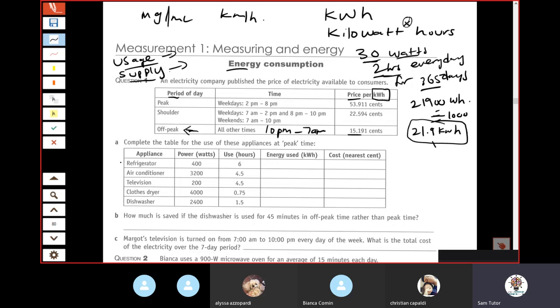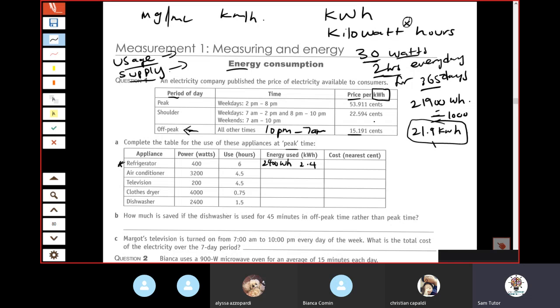There are things that obviously cannot be turned off, like your refrigerator and your freezer. Otherwise, everything else can actually be turned off. Okay, really easy. Complete the table for the use of these appliances at peak time. So refrigerator, the power is 400, the use is 6 hours. What's the energy used in kilowatt hours? It's not 400 times 6. Don't forget that gives you watt hours. So that gives you 2,400 watt hours. If you want kilowatt hours, you're just going to divide by 1,000. So 2.4.